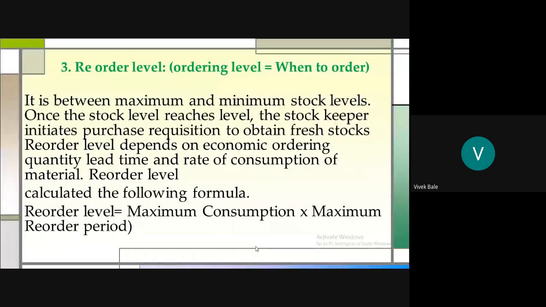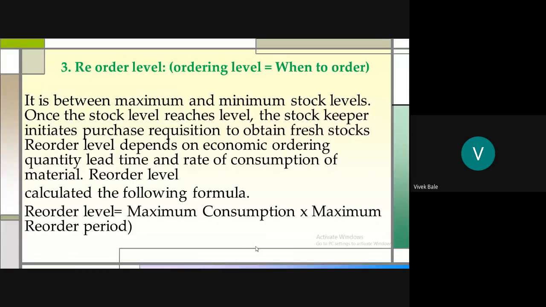Reorder level is that level of stock at which fresh orders should be placed for replacement of stock. It is fixed somewhere between the maximum and minimum level. It means the reorder level should be placed before reaching the minimum level, so that continuous supply can again be provided to the production department, so that uninterrupted production can be carried out.